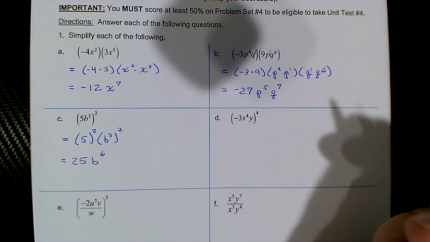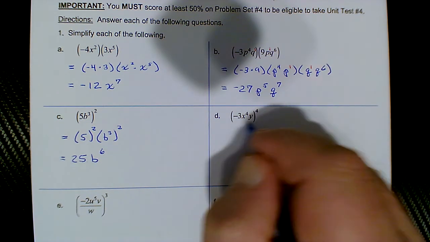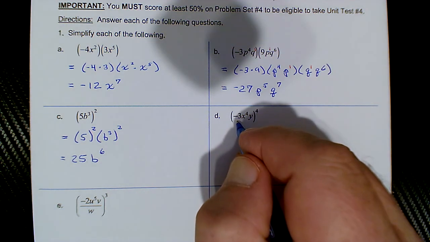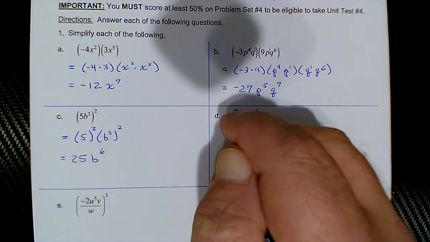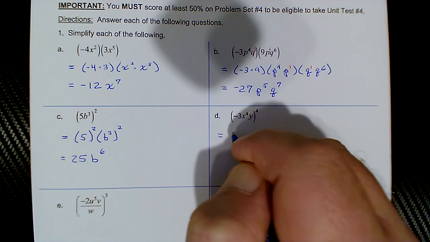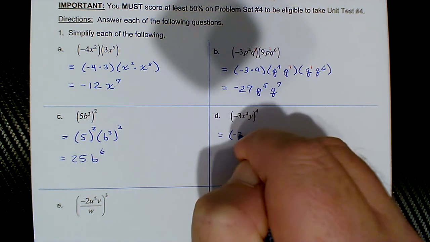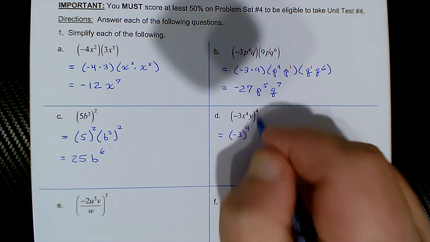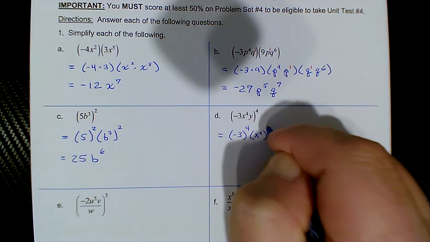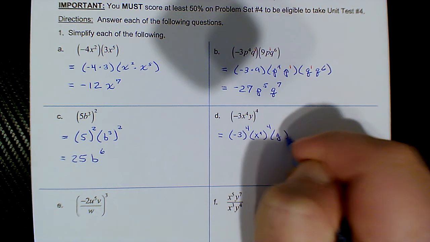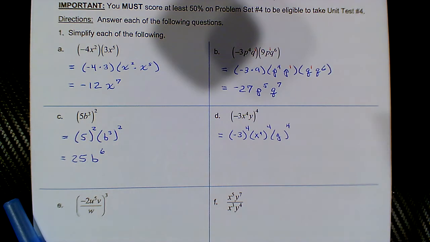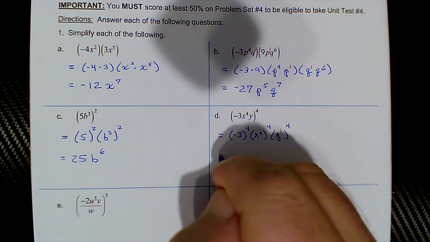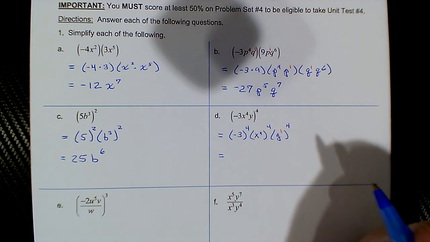So the letter D is basically an extension of this concept, the power of a product rule, to 3 factors. And again, you could show this intermediate step where you take each factor, -3, raise it to that power, 4th power. The x to the 4th gets raised to the 4th, and the y gets raised to the 4th. And if you want to slide a 1 on the exponent of the y, that's fine. But then we evaluate -3 to the 4th.